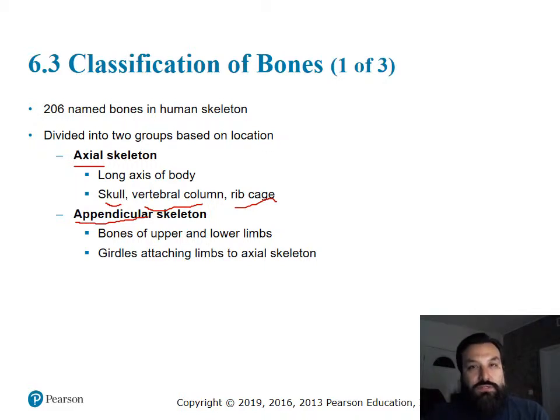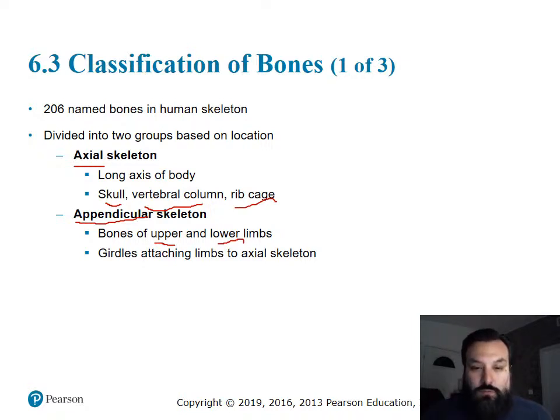The appendicular skeleton is really easy to memorize. It is any of the bones that belong to the upper and lower limbs. Upper limbs meaning your arm, including your shoulder bones. We call these girdles, by the way. Upper girdles and lower girdles: your leg bones, your feet bones, your shin bones, your hip bones as well, your coxal bones. We call these coxal bones, the hip bones. And this is all considered part of the appendicular skeleton.